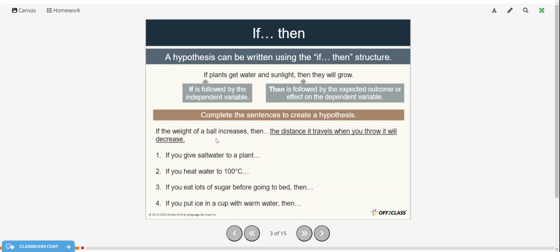If the weight of a ball increases, then the distance it travels when you throw it will decrease. If you give salt water to a plant, then it will die, perhaps. If you heat water to 100 degrees Celsius, then it will boil. If you eat lots of sugar before going to bed, then you will be unable to sleep. And if you put ice in a cup with warm water, then the ice will melt.